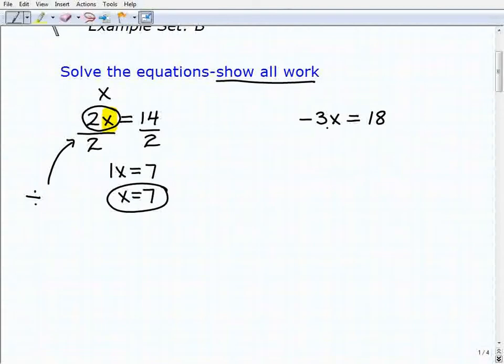So I have negative 3x equals 18. Once again, this is negative 3 times x equals 18. So to get x by itself, I'm going to divide both sides of the equation by negative 3.